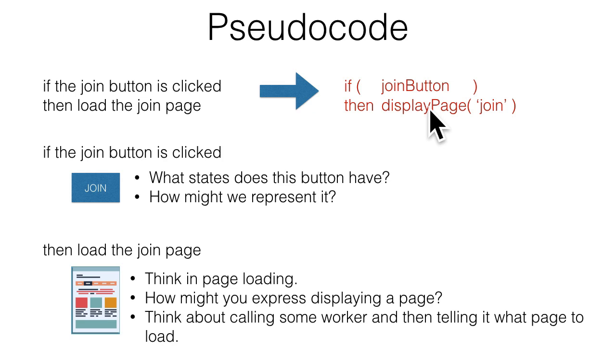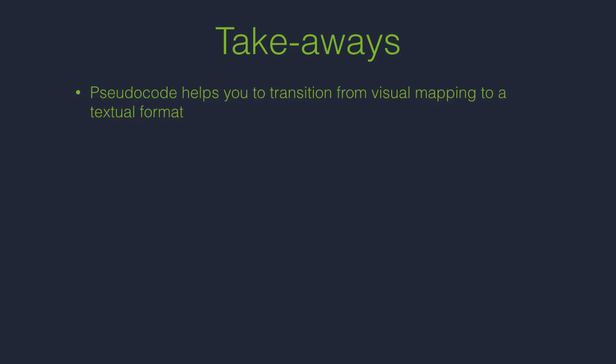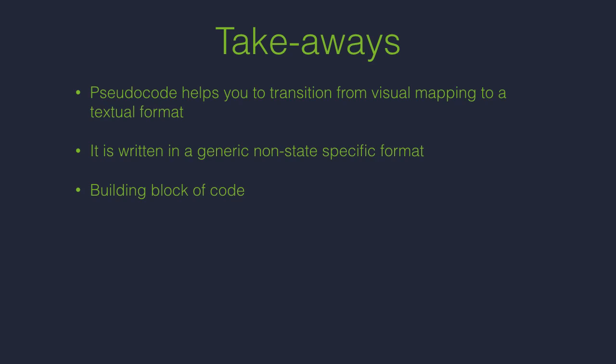Now, there's a lot more you can do with pseudocode. I'm just giving you the if-then because it's very simple right now to think in just if this, do that. Okay? So what are the takeaways? Pseudocode helps you to transition from the visual mapping to a textual, put one more word in there, logical format. It's written in a generic non-state specific format, right? We saw that because the button didn't say I'm clicked, it just said join button. And it's the building block of code. From that pseudocode, you can start to write your code.